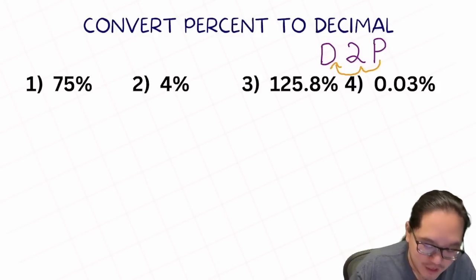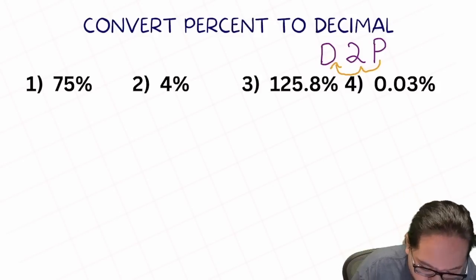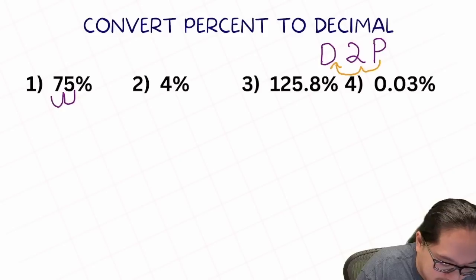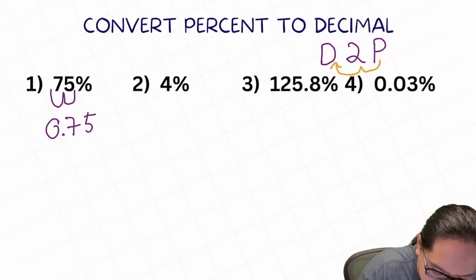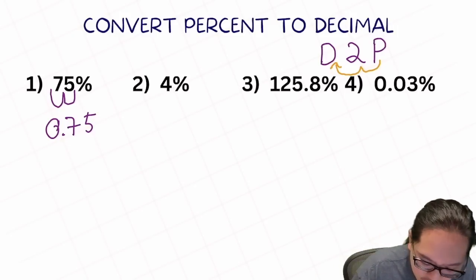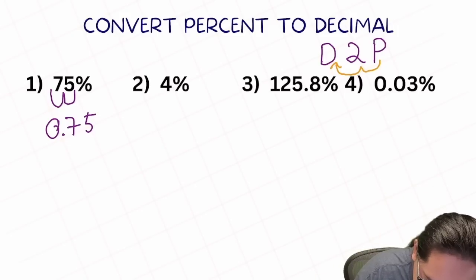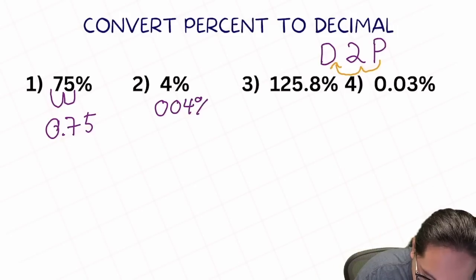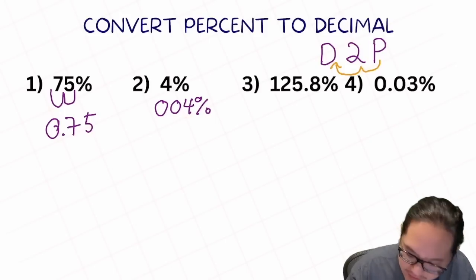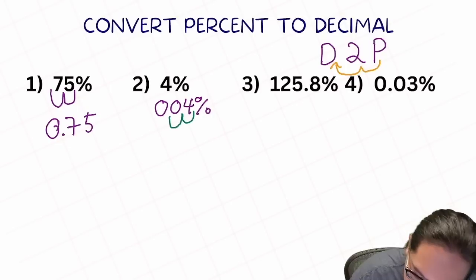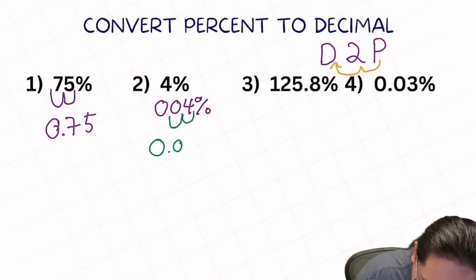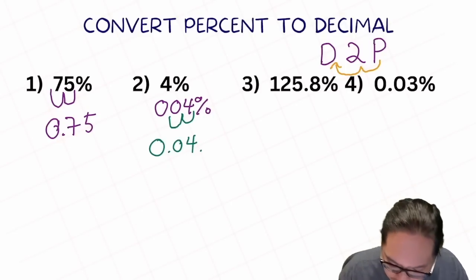So the first one we have 75%. All we need to do is move the decimal 2 times to the left. We got 0.75. Our next example, we got 4%. All we need is to add some 0 at the beginning, if you're a little unsure. And then we move the decimal 2 times to the left, right? So our answer will be 0.04.